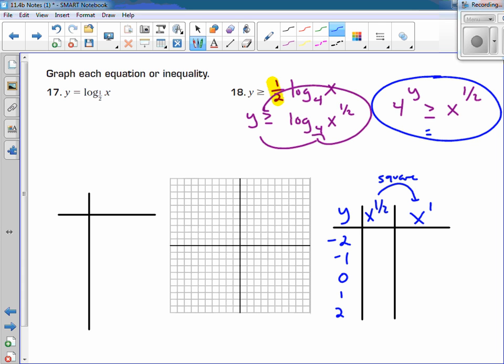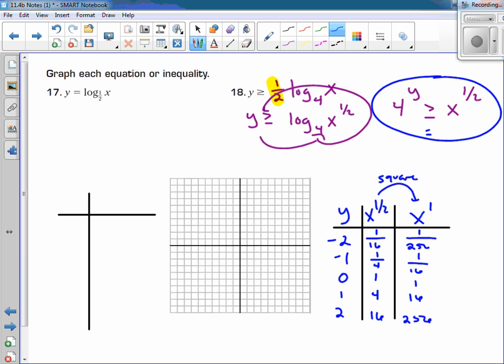So 4 to the negative second is 1/16. 4 to the negative first is 1/4. 4 to the 0 is 1. 4 to the first is 4, and 4 squared is 16. But then if I square all these values, you get 1/256, 1/16, 1, 16, and 256. So that's method 1.